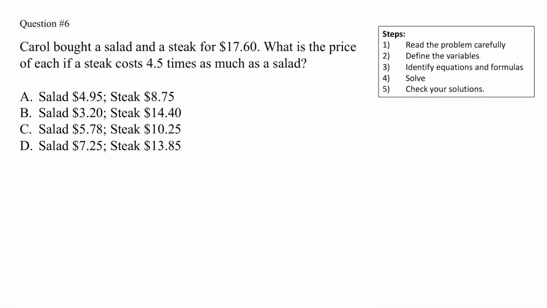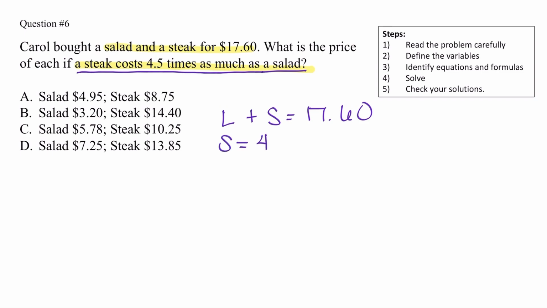So in this question, it says, Carol bought a salad and steak for $17.60. What is the price of each? If a steak costs 4.5 times as much as a salad. So let's use L to represent salad and let's use S to represent steak. So a salad plus steak equals $17.60. In sentence 2, it tells us that a steak is 4.5 times as much as a salad, right? So steak equals 4.5 times the salad.